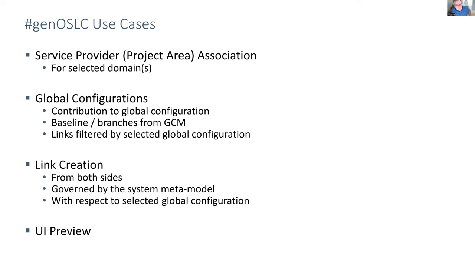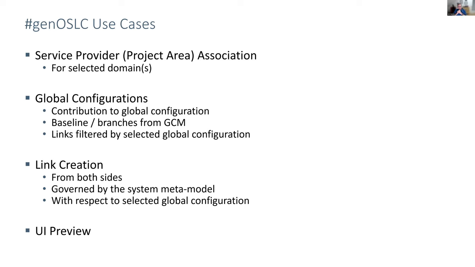Let me dig in a little bit to the details. In terms of use cases, genOSLC supports, of course, service provider associations. That means you can connect the service providers that you've defined in genOSLC. You'll have said, okay, these are the service providers that we're defining. You'll of course have had to model what the genOSLC concepts map to in your world. For example, often service providers are mapped to projects, and often components are also mapped to projects. So it's often one-to-one, but sometimes it's one-to-many.